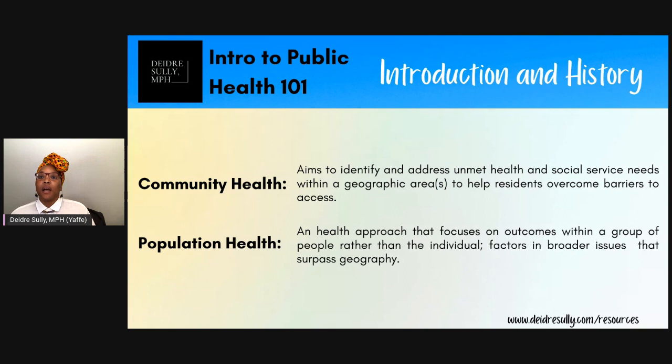So populations can sit inside of communities, or they can be, as the definition said, broader than a geographical area. So that means women or children or seniors or men's health. Those are examples of specific populations. So an intervention could be addressing maternal mortality and morbidity rates among women of color.